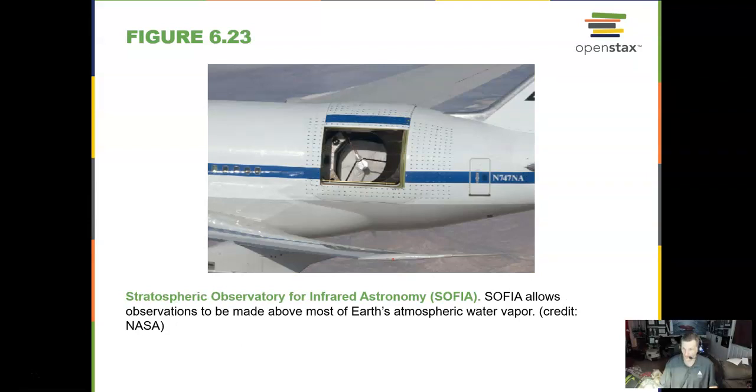We can put observatories into the upper atmosphere. SOFIA allows us to do that and get above most of the Earth's water vapor, which is blinding to infrared light.